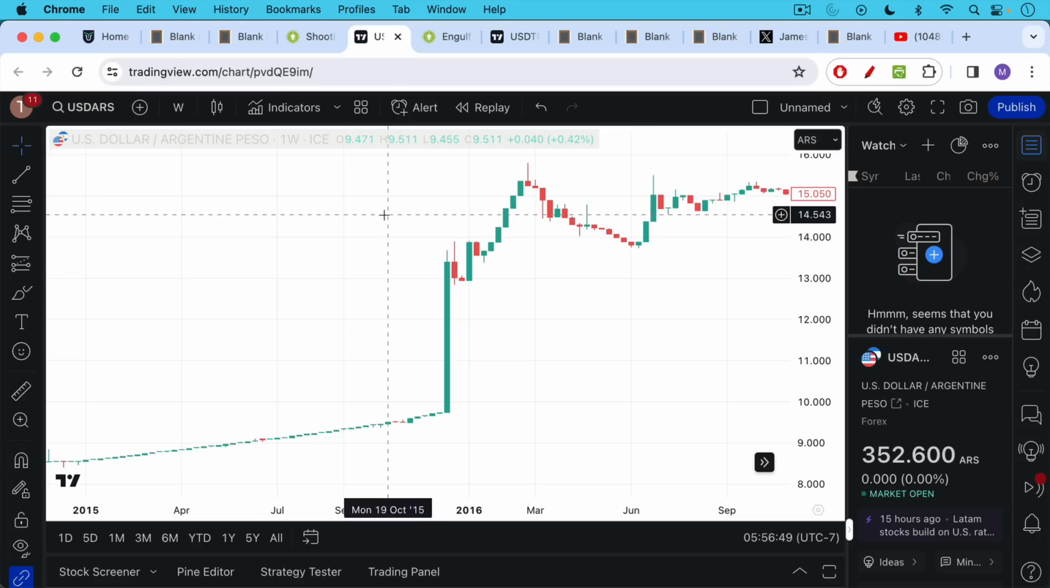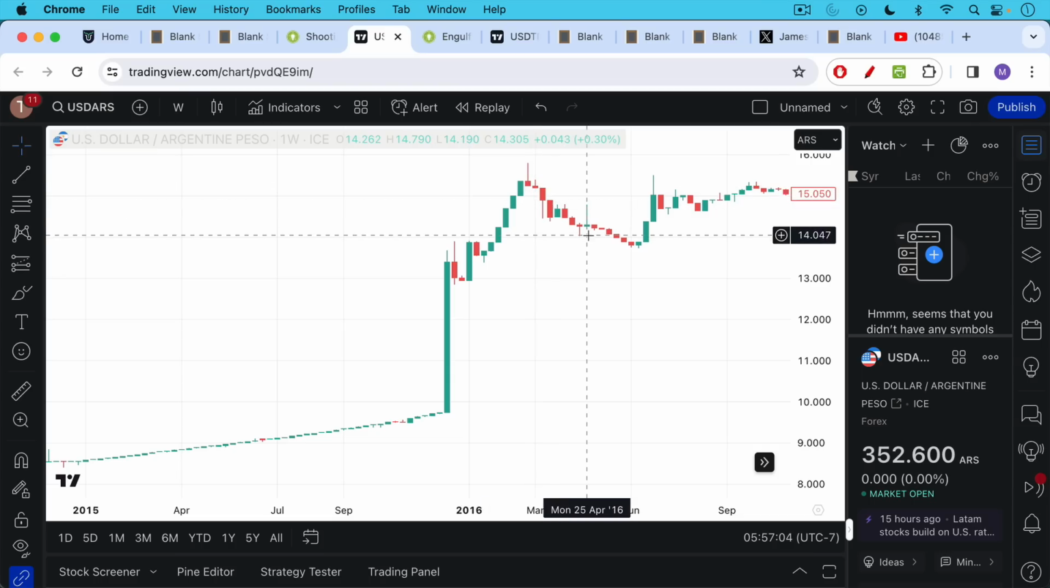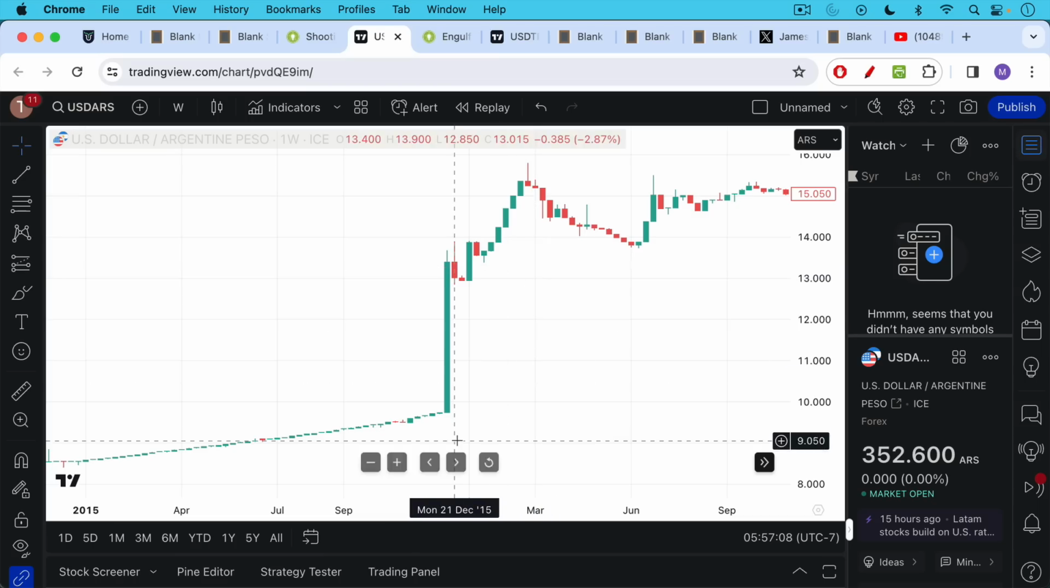We can see a good example in this chart of the US dollar versus the Argentine peso. If you had gone long the peso when we had this shooting star right here on February 29th, 2016, you would have had a nice trade here where the peso would have appreciated against the dollar and you would have made some profits.